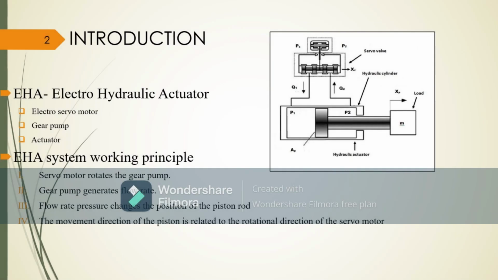I would like to start my presentation with an introduction of the electrohydraulic actuator system. The electrohydraulic actuator system, which is the EHS system, consists of three main components: electric motor, gear pump, and actuator. The working principle of the EHS system is that when the servo motor rotates, the gear pump generates a flow rate. This flow rate produces a pressure which changes the piston rod position. The movement direction of the piston is related to the rotational direction of the servo motor.